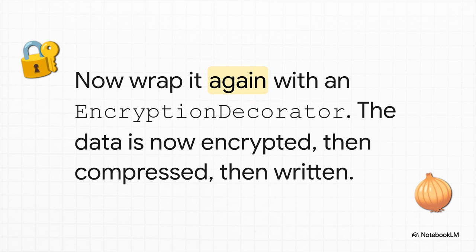We take our already wrapped compression object, and we wrap it again, this time with an encryption decorator. So now, when we call writeData, the data first gets encrypted. Then it gets passed to the compression decorator, which compresses it. And then finally, that compressed, encrypted data gets passed to the original file data source to be written to the disk. We've built this powerful layered behavior at runtime using three simple, completely separate classes.